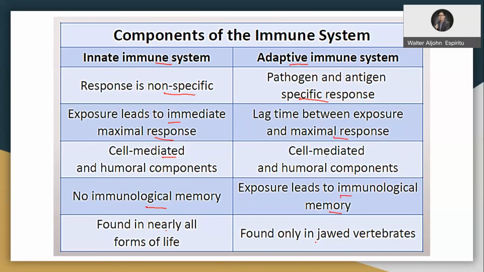This is found only in jawed vertebrates, wherein certain tissues and organs like the bone marrow are already found, because that is where the B cells and T cells originate. But for other forms of life, the adaptive immune system is not observed.